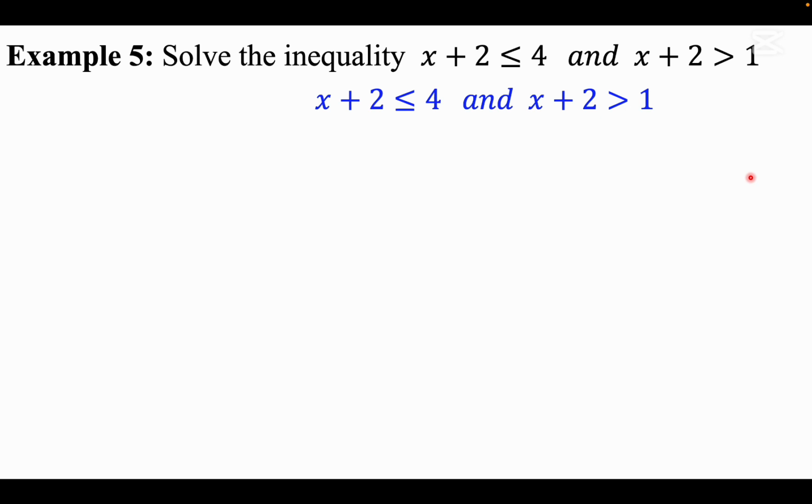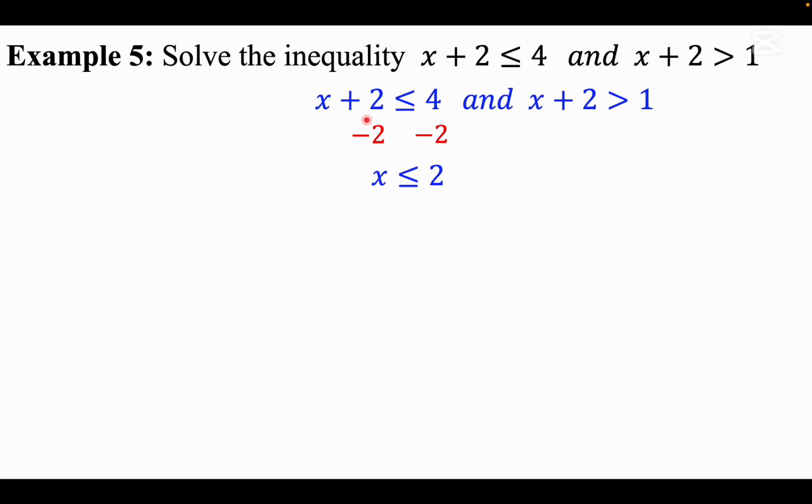Here is an example that we can look at. So let's say we want to solve these inequalities, right? They are connected by the word and. So let's solve it one by one. So if I look at the left-hand side, I can subtract 2 on both ends, and to get x is less than or equal to positive 2.